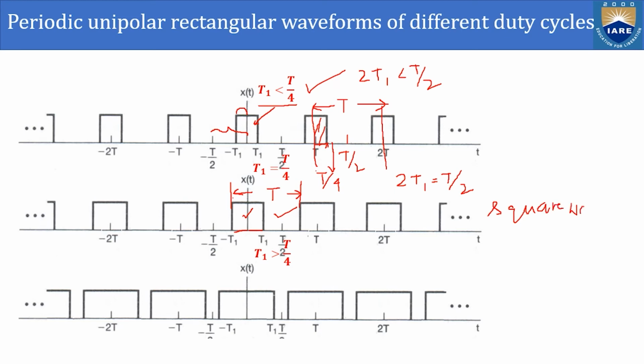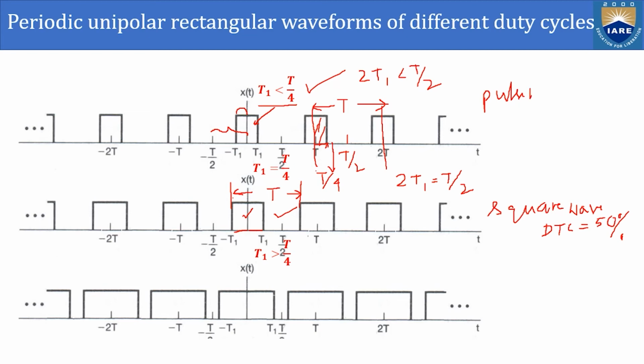Then what about the first waveform? So square wave means duty cycle. I am writing DTC here, not to confuse it with the DC. Duty cycle I am calling DTC here. This is 50%, half. This is 50% duty cycle. And in this case, this is called a pulse waveform.